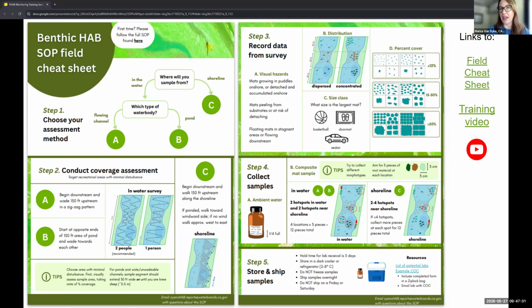And this guide helps walk through those main points of what you're recording on the field data sheet, how to do that spatial coverage assessment that can inform advisories, and how to collect that composite sample, where they're going to be taking pinches by their hand and putting all that sample material in the individual container for lab analysis.